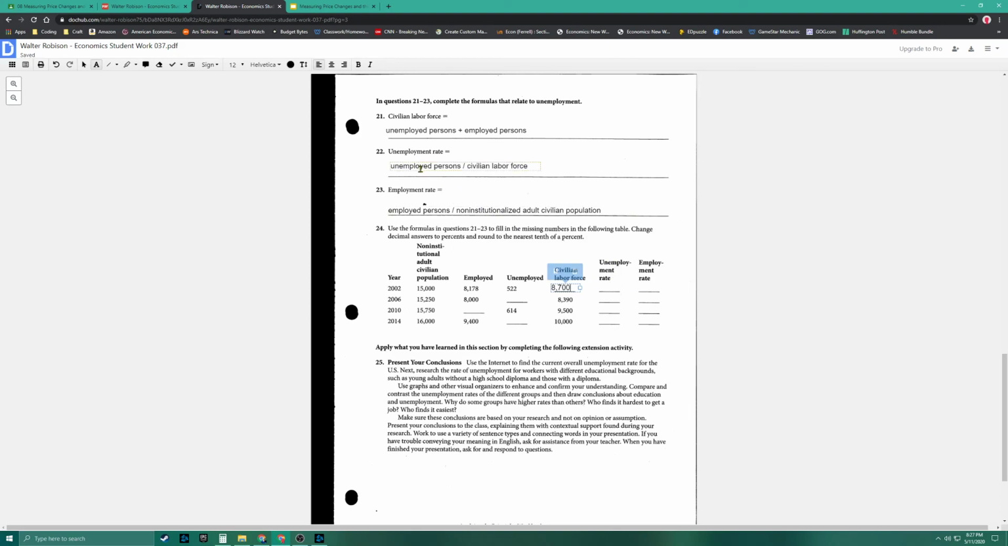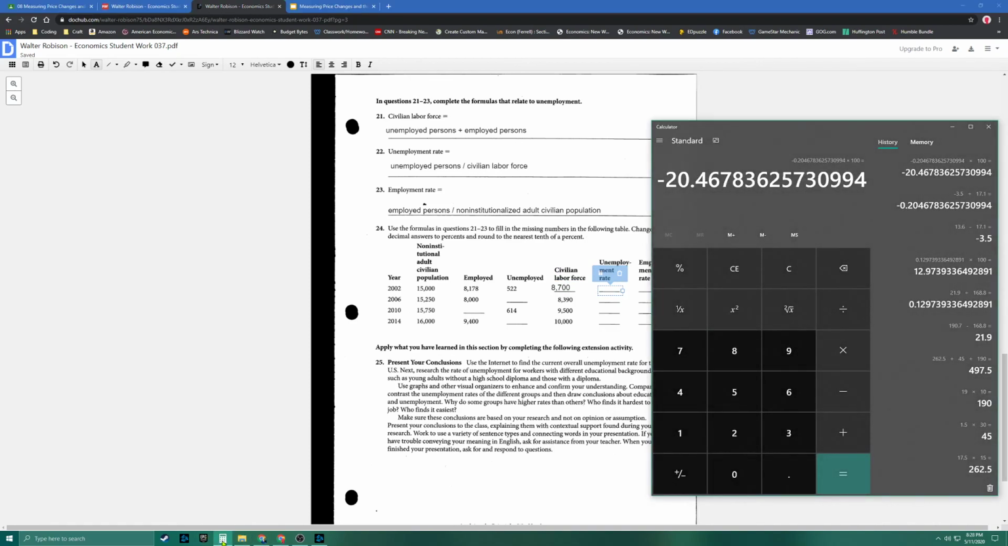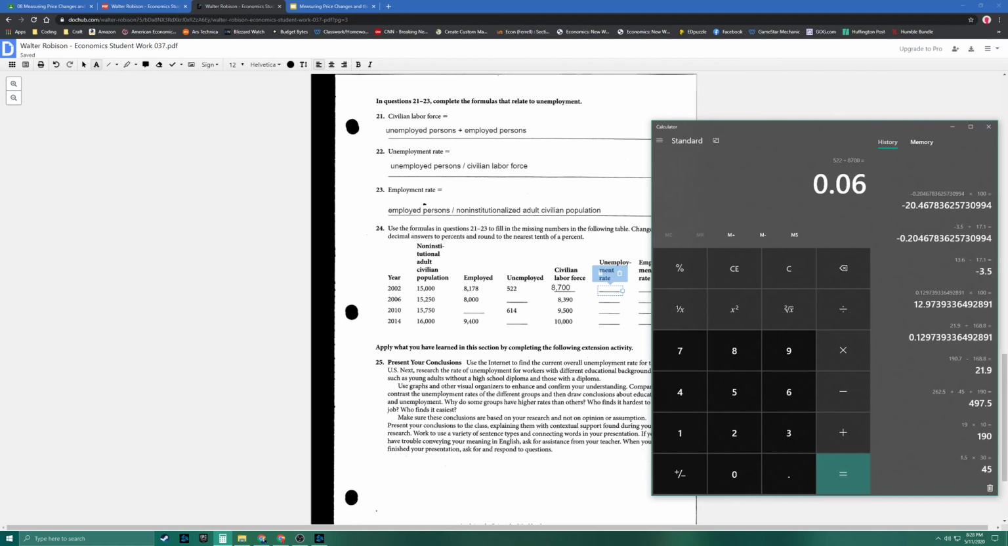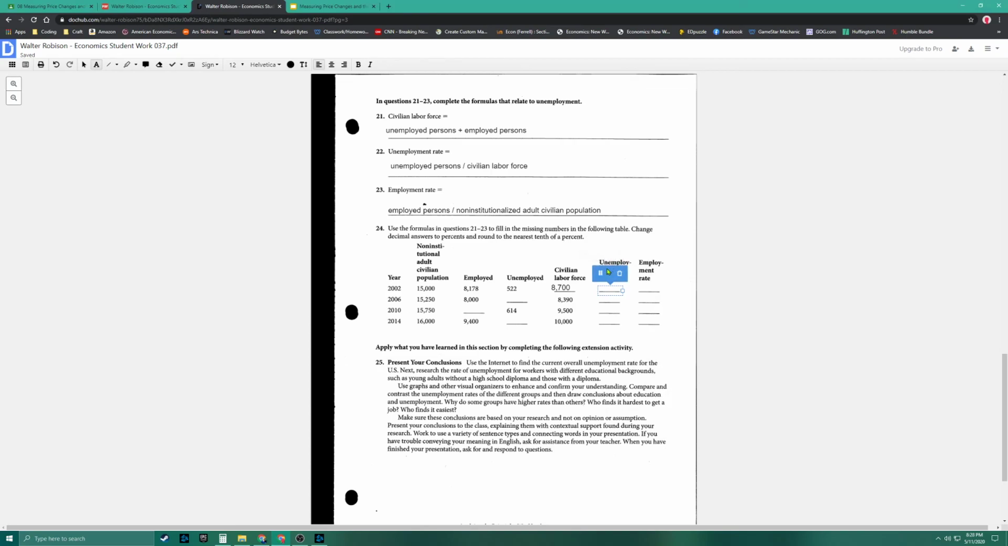Okay. Now it wants to know what's the unemployment rate. And we look at the unemployment rate. It's the unemployed persons, so 522, divided by the civilian labor force. All right. So we should be able to go 522, divide that by 8,700, and there we go. But remember, you have to multiply that number by 100 because it's a percentage, right? So if I'm asking you for the unemployment rate, it's not 0.06, it's 6%. Now, would you be wrong the other way?